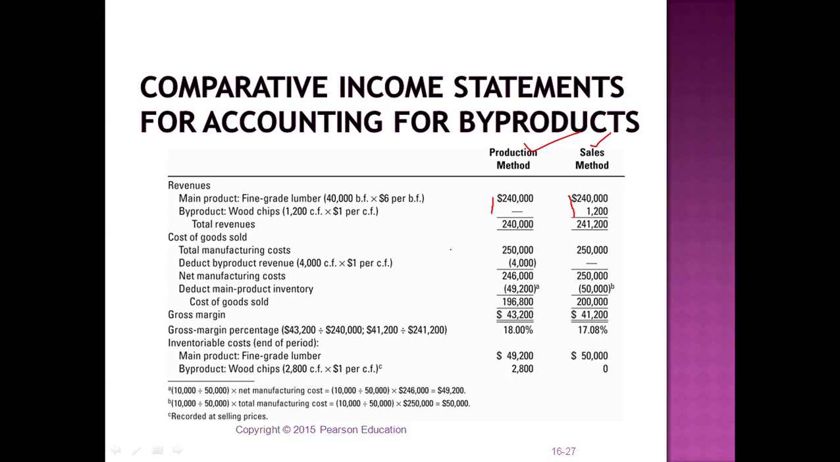Consider the cost of goods sold. In this case, note that you are going to deduct the byproduct revenue, because you are considering it as an ending inventory. So you add the manufacturing cost minus the ending inventory of the byproduct, and then you will also consider the inventory of the main product. So that would give you the cost of goods sold and the gross margin. So that is the difference between these two methods. In the sales method, you consider it only when the item is being sold, while in the production method, you consider it as an inventory also.